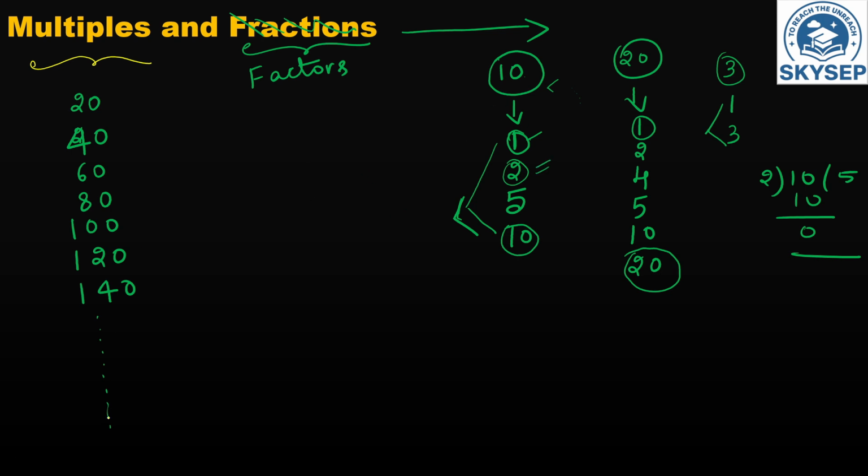Then we come to know the difference between these multiples and factors. So what are the differences you keep on monitoring here? See, multiples means the number value keeps on increasing: 20, 40, 60, 80, 100. So multiples will always be large numbers.